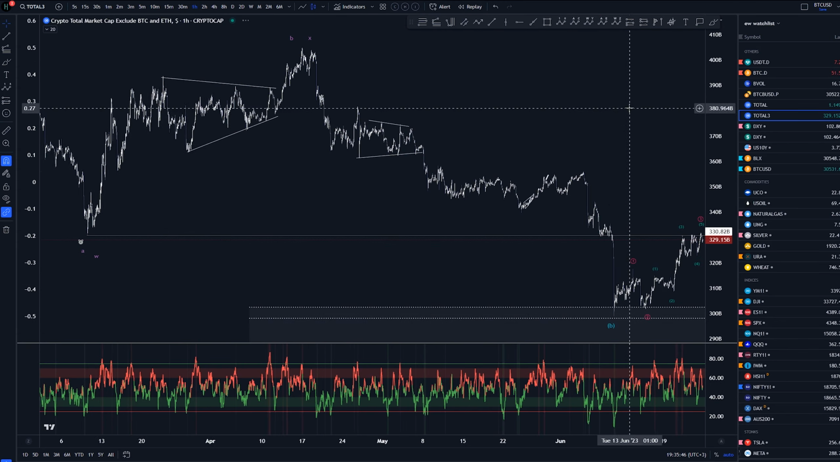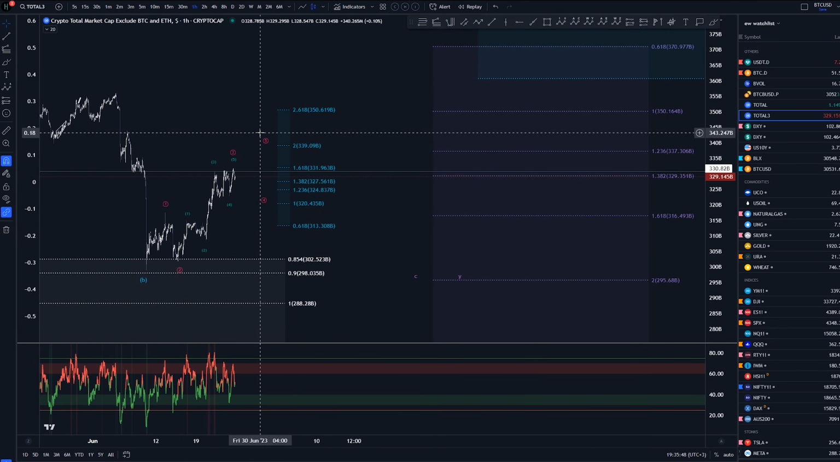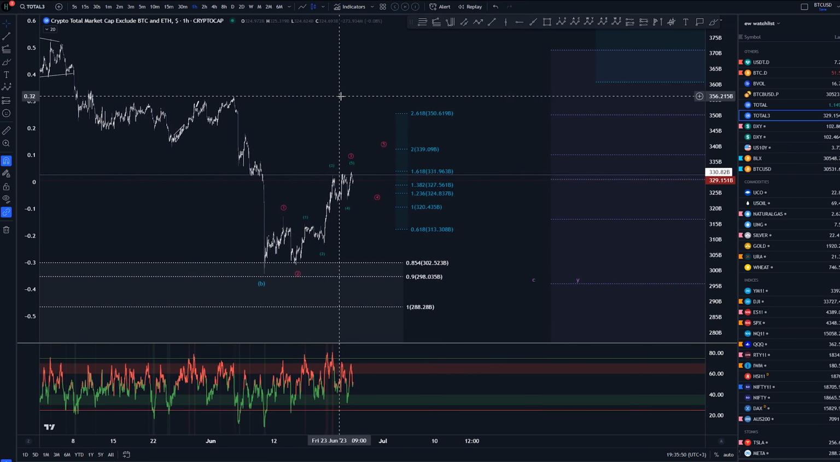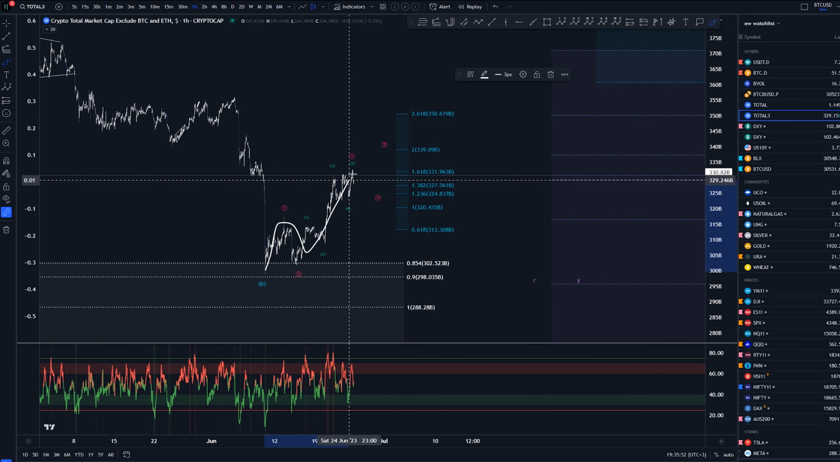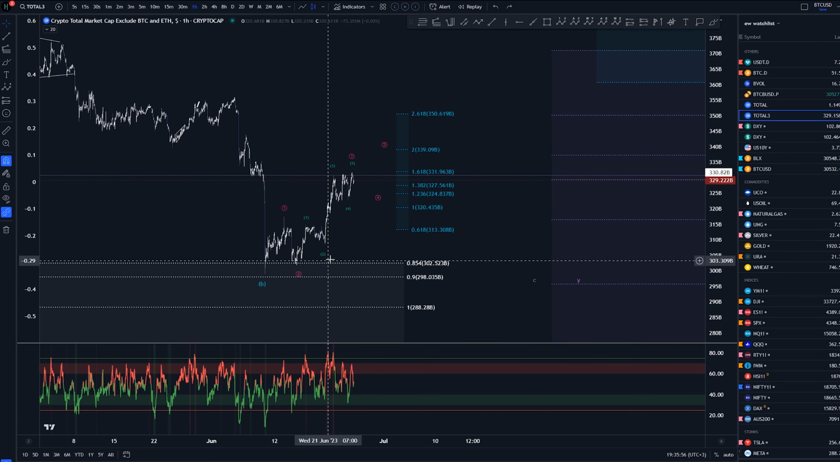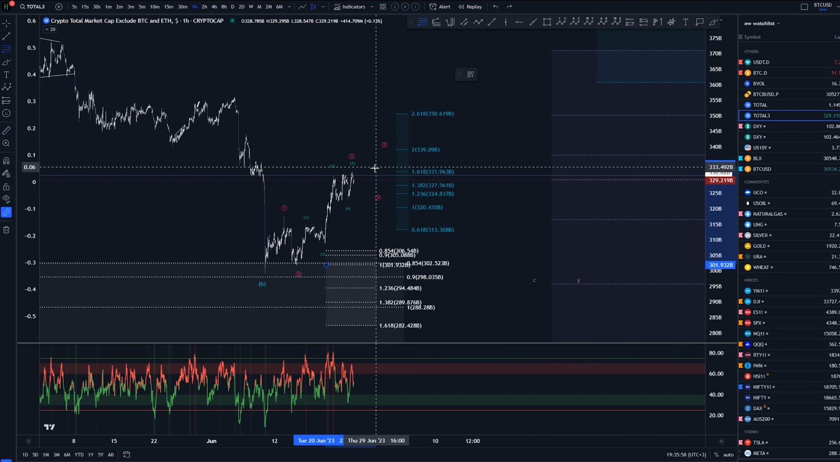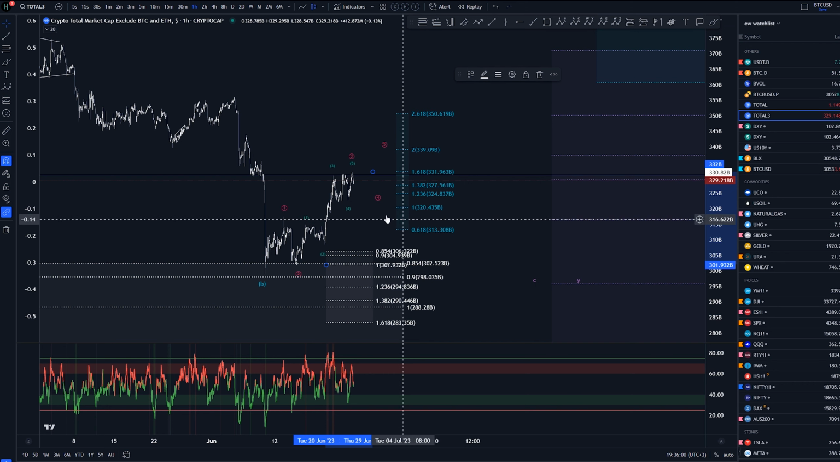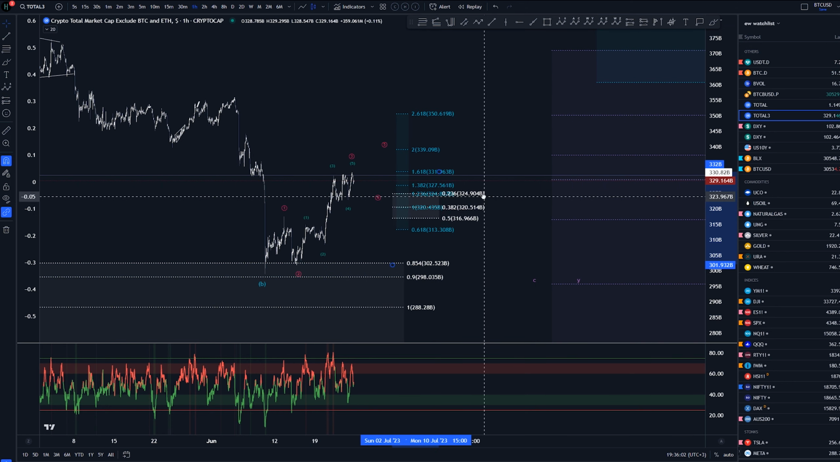Now, smaller time frames, as we were talking about just a moment ago: 1, 2, potential 3, 4, and 5. 3 could be done, and now we could be looking for that fourth wave. Let's take a look at some of the retracements here.